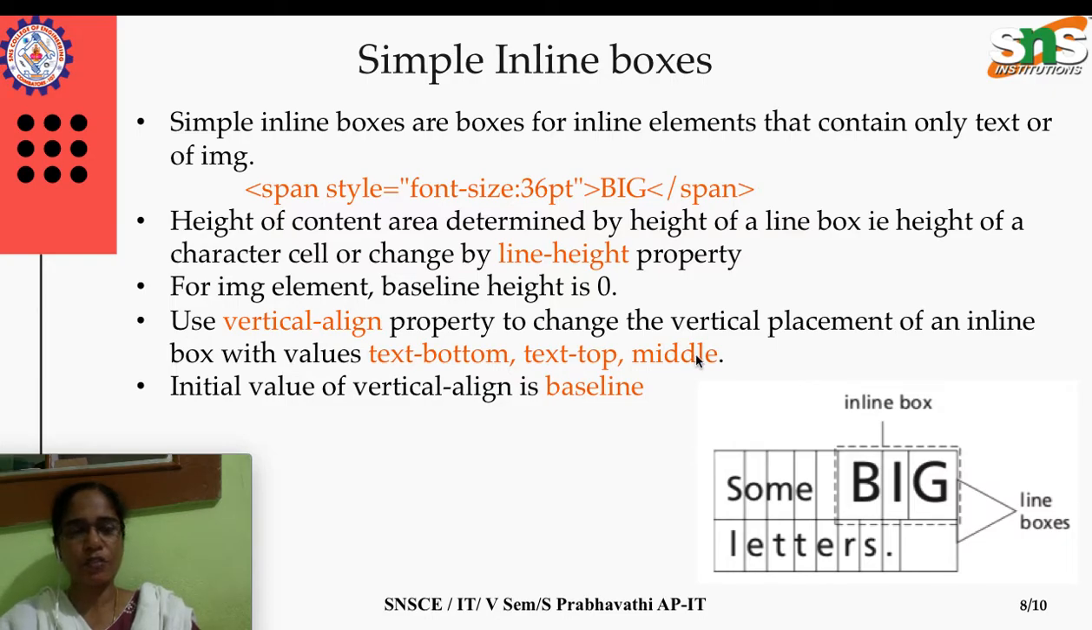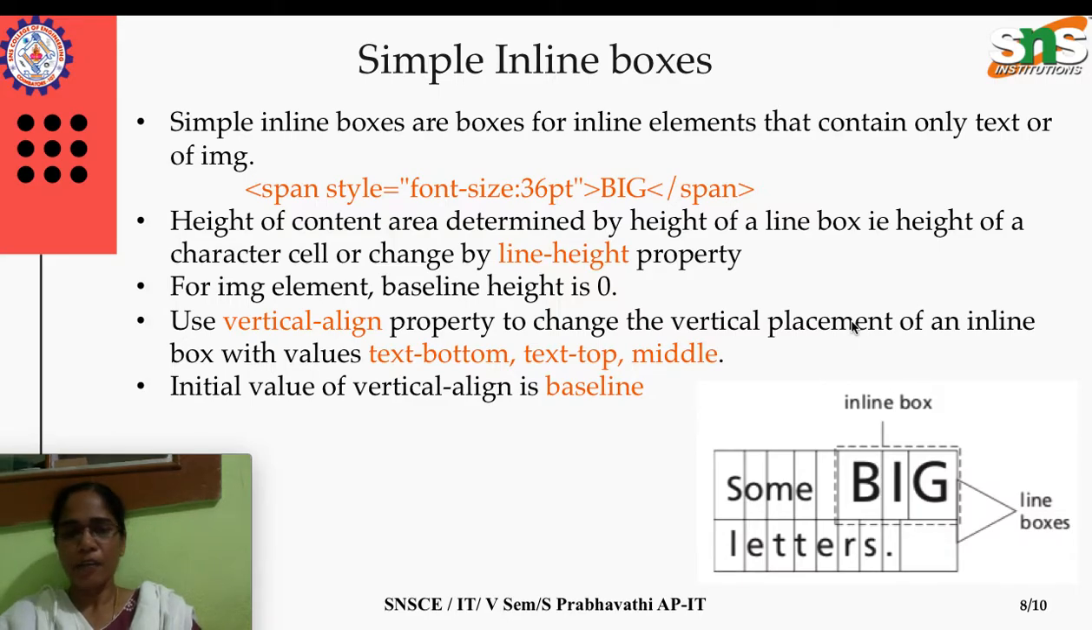Please go through it by practicing each and every property value. Just listening is not enough; practice it by changing the vertical-align value to text-bottom, text-top, and middle. By default, the initial value of vertical-align is baseline. We have seen that the baseline is the line where the text content is placed, and from the baseline to the bottom is the baseline height. We have seen this in the previous topic about the imaginary line box.